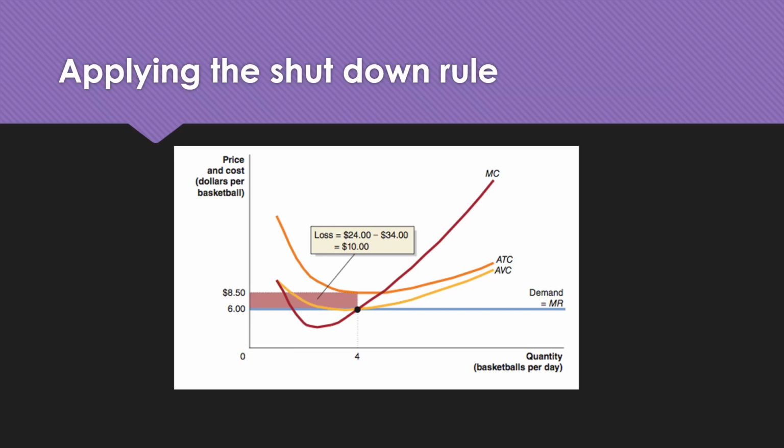So there are benefits to staying in business even as a break-even company that you have to kind of think about to see why it's so important to stay in business even if you're equal to your average variable costs in the short run.